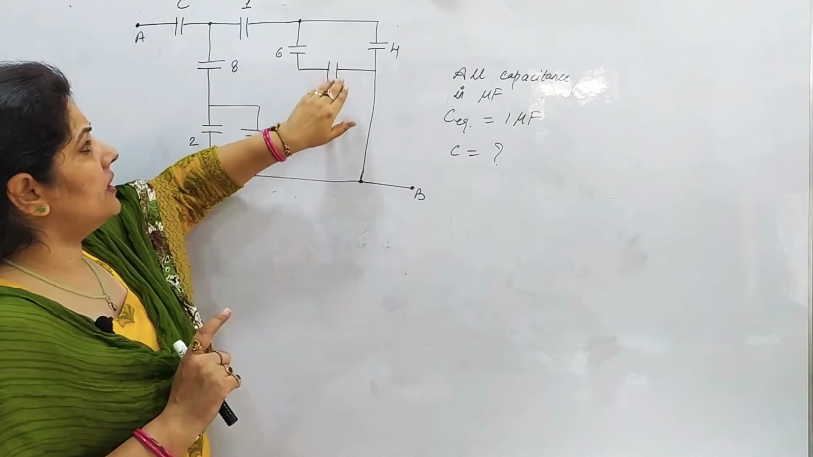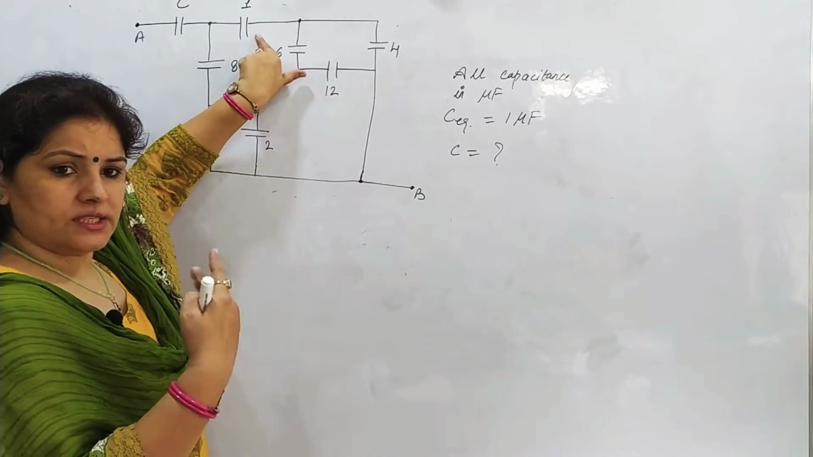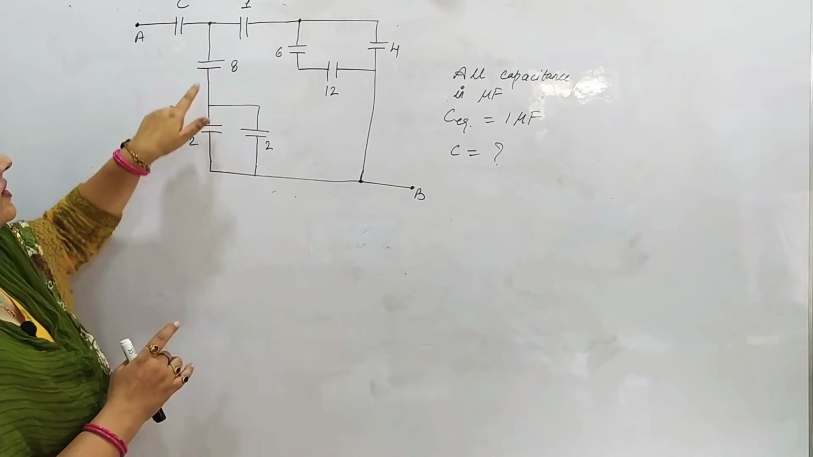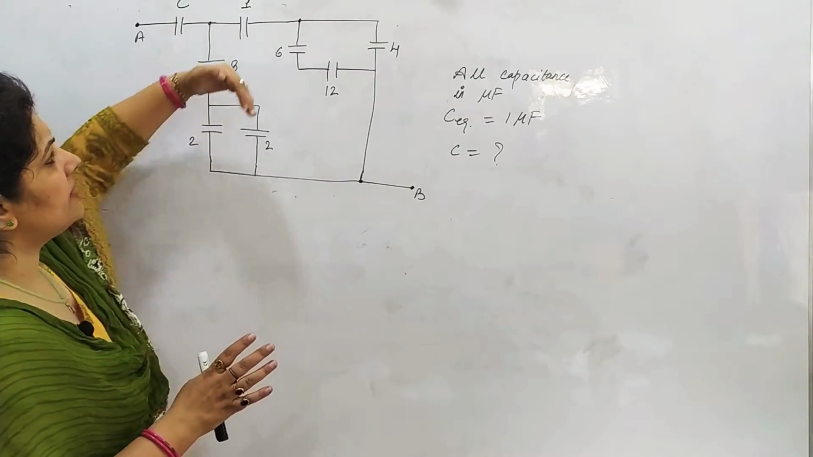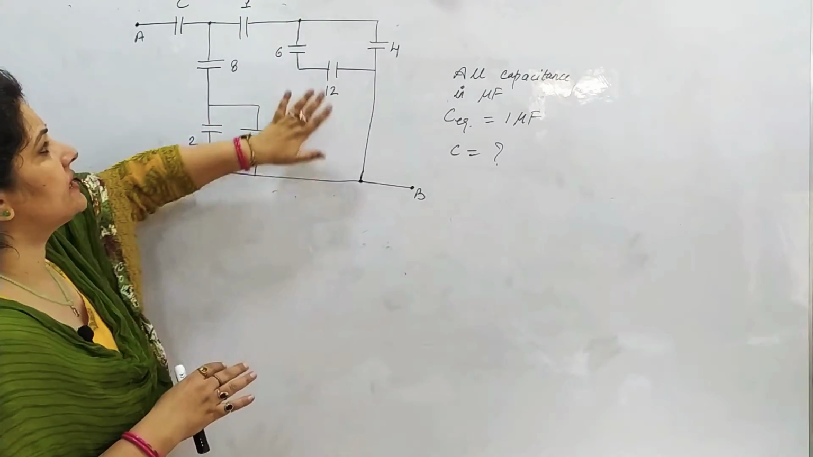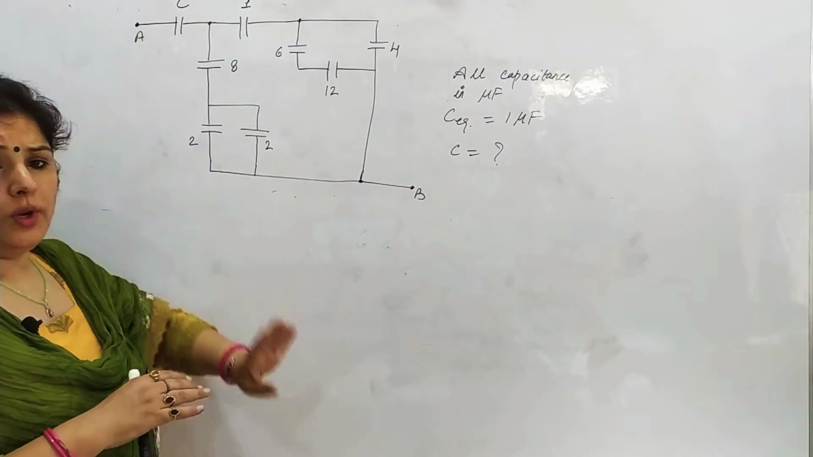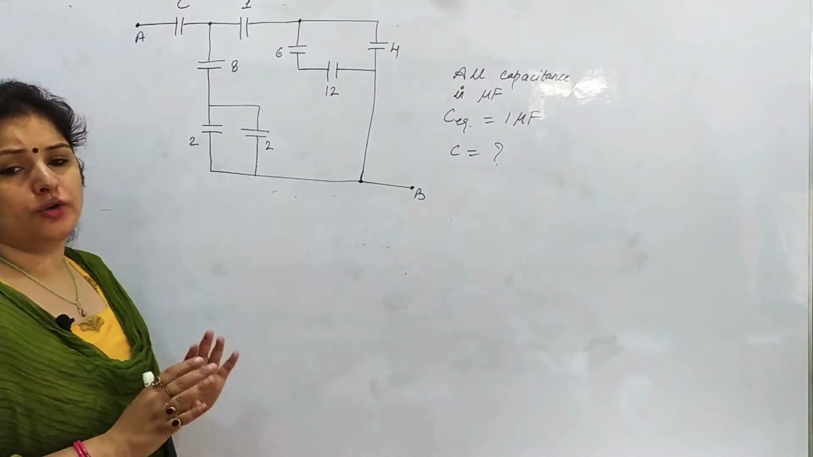ये loop solve कर लिया, ये loop का आंसर and this will be in series. Answer 1. ये loop का आंसर and this will be in series. Answer 2. Answer 1 and answer 2 will be in parallel. Finally, जो भी इसका आंसर आएगा that and C will be in series. And overall answer is 1 microfarad. So that is how you have to solve.